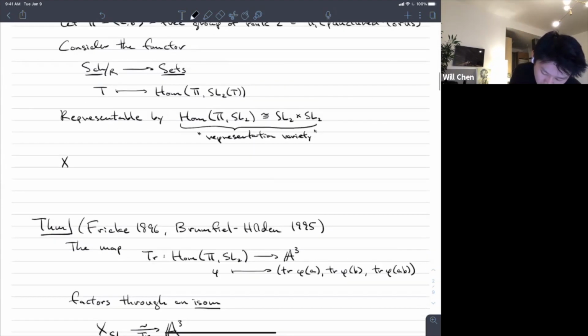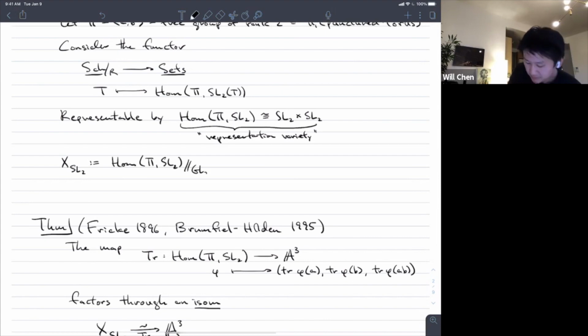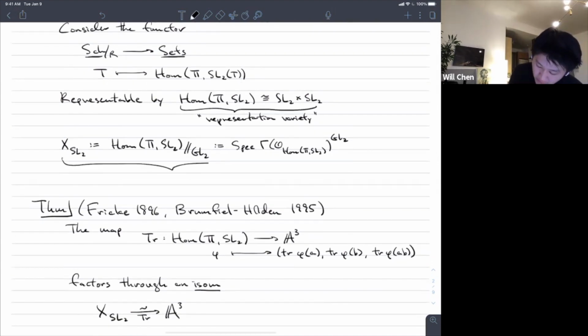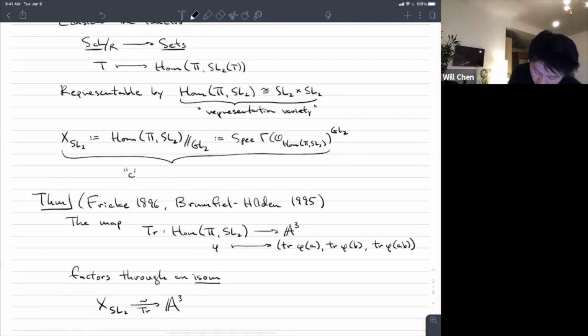So in this case, we're going to take the GIT quotient of this representation variety by GL2. And in this case, the representation variety is a very nice affine scheme, and so this GIT quotient has a very simple description. It's just the Spec of the ring of invariants. Okay, and this GIT quotient is called the character variety.